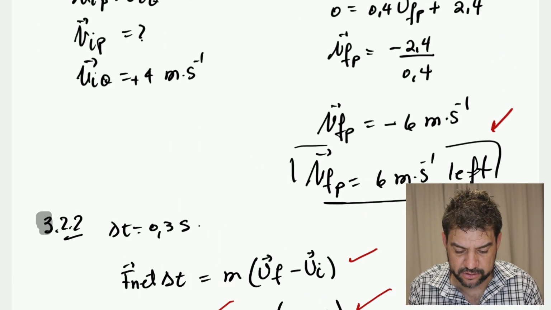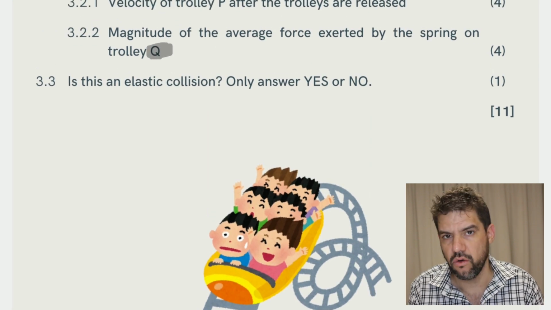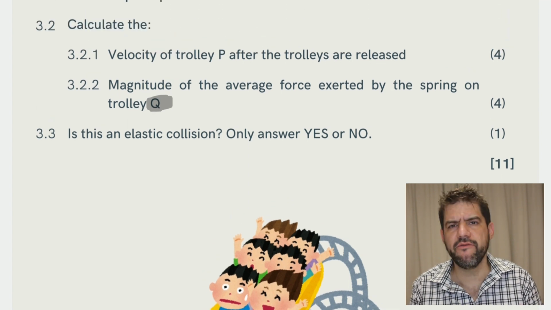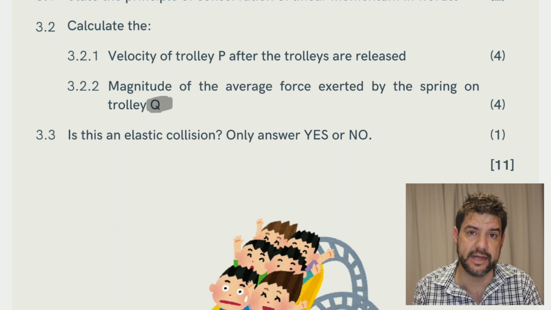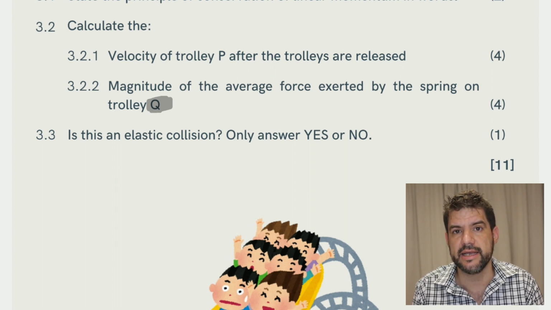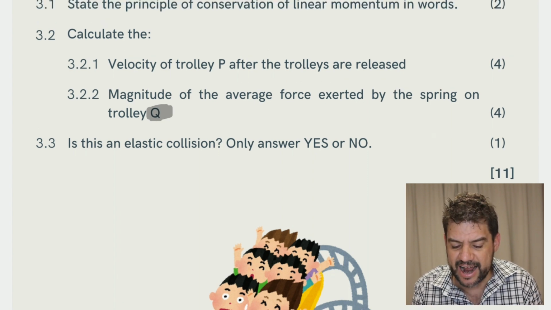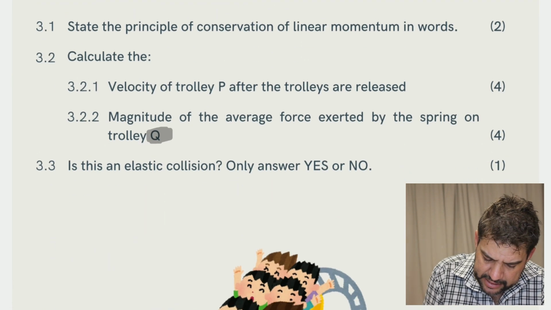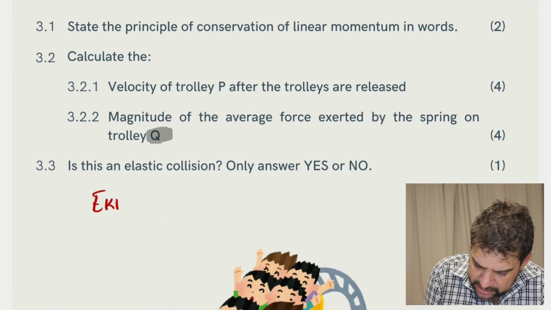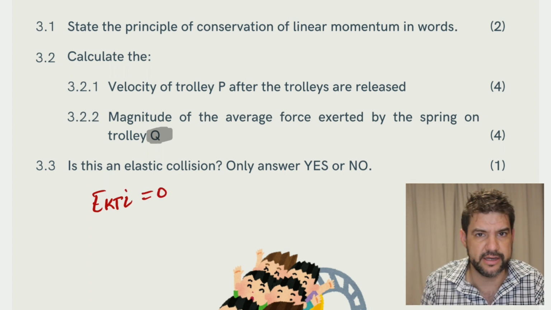And then the last question says: is this an elastic or inelastic collision? Only say yes or no. Guys, if you are not sure, you can do the calculation. You can calculate the total kinetic energy initial and the total kinetic energy final. But it's very simple, because initially they are at rest. So the total kinetic energy initial is equal to 0, because they were not moving. The speed was 0.